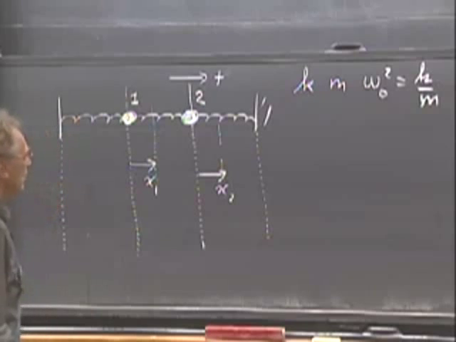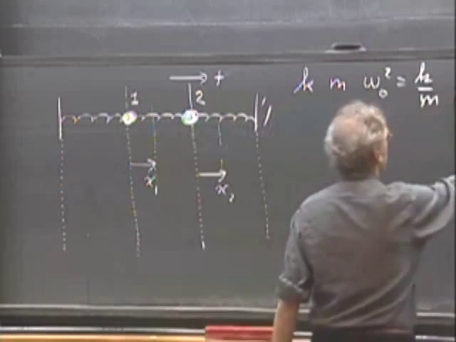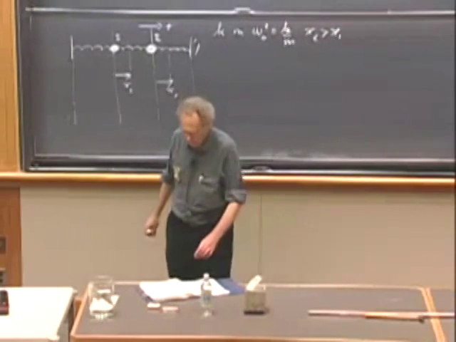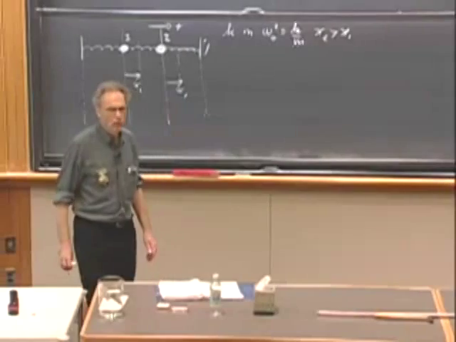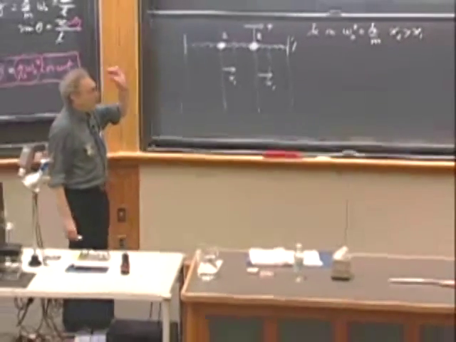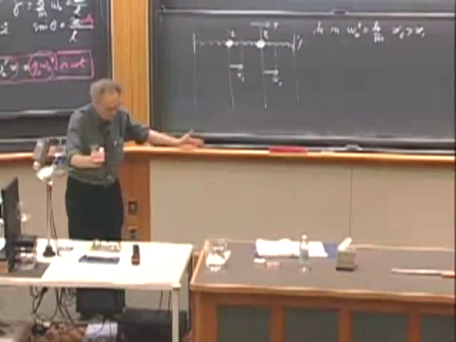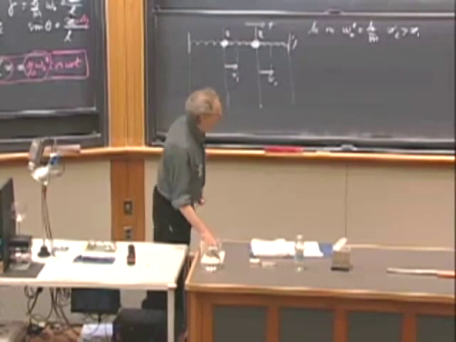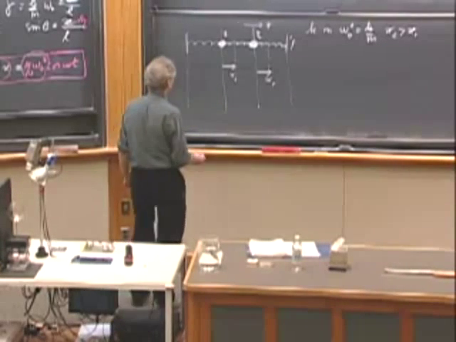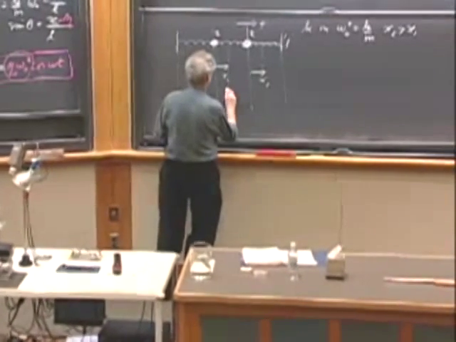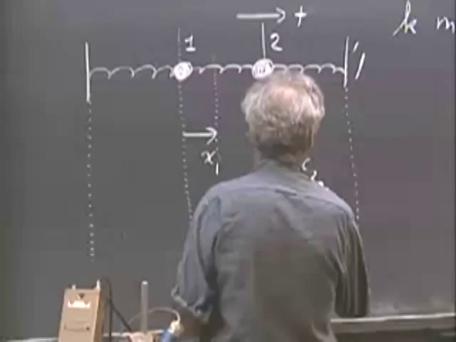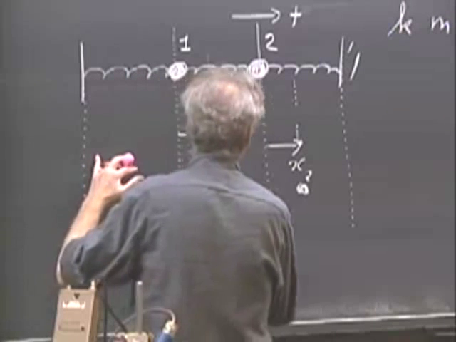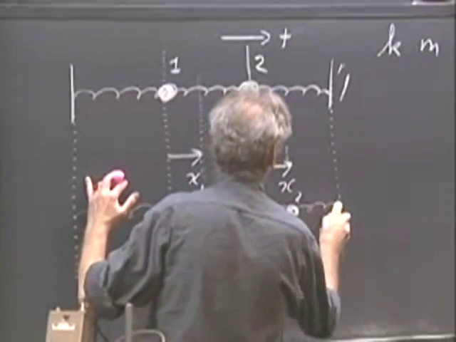I now make the following assumption, that x2 is larger than x1. Is that a must? No. Is it useful? Yes. But if you want to assume that x2 is smaller than x1, be my guest. I will assume that x2 is larger than x1. Now follow me closely. So we have an object here, and we have an object here, and this is one spring, this is the other spring, and this is the third spring.